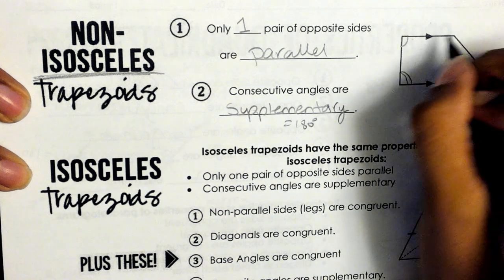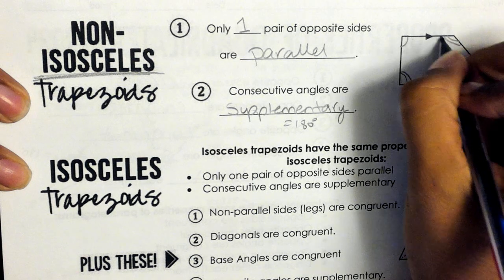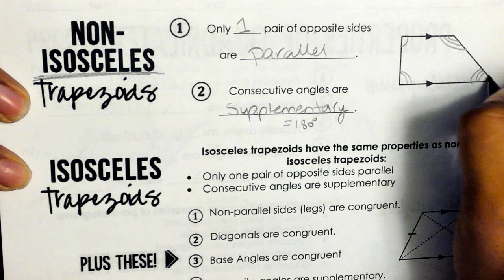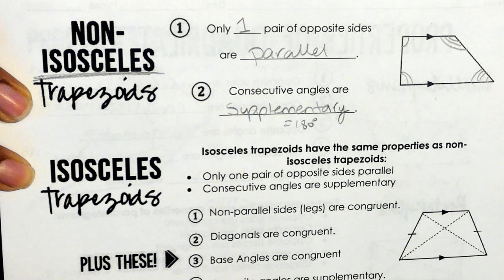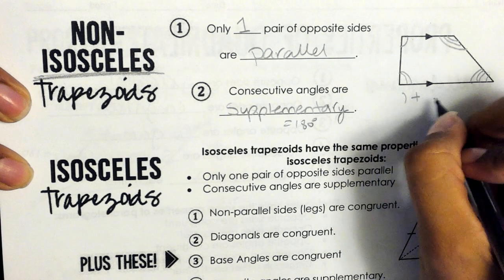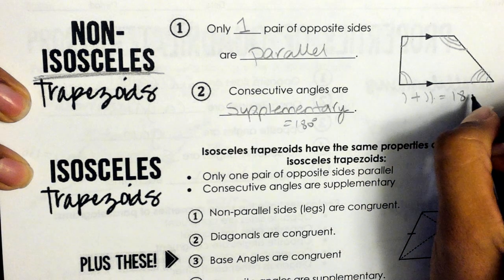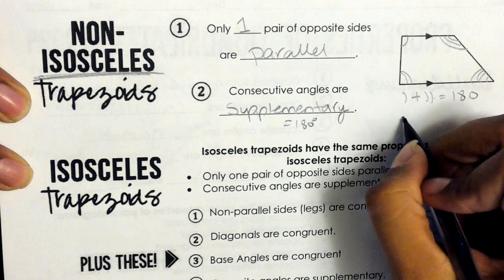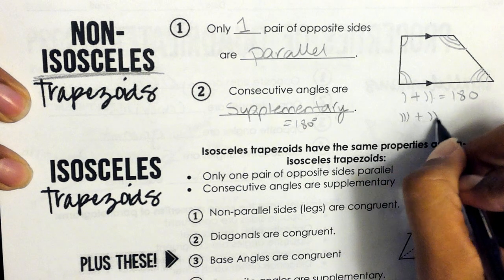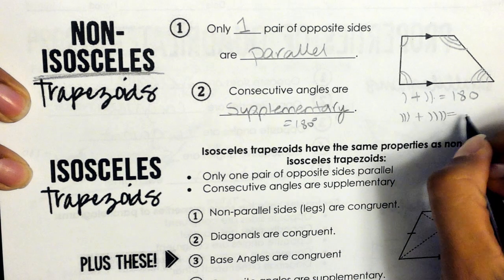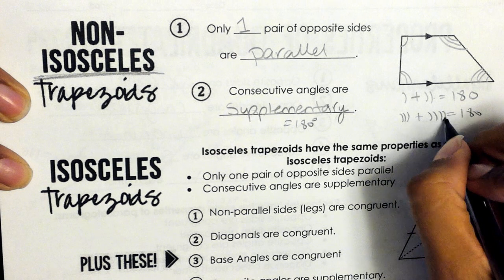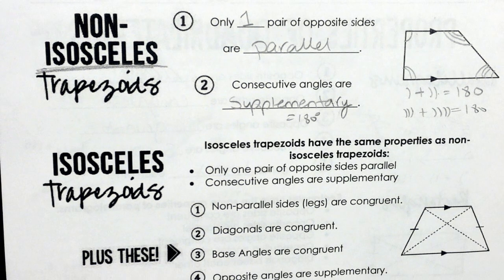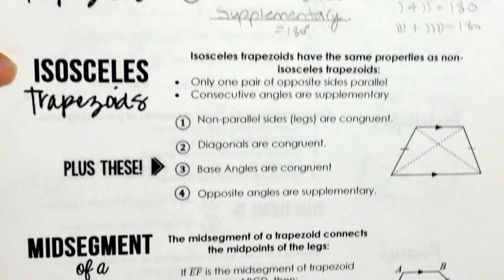Alright, so in the picture, you would have that, but since the opposite angles are not congruent here, we need 3 and 4. However, the 1 plus the 2 curve is still equal to 180, and the 3 plus the 4 curve is equal to 180. Alright, so let's continue.